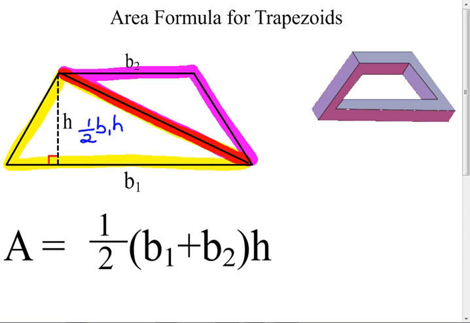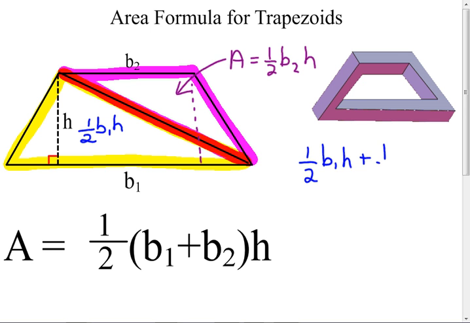What about the purple one? What's the area for this one? It's 1/2. What's its base? B2. What's true about the height for both of these? It's the same value. And so if I want the whole trapezoid, I'm going to add them up. So I have 1/2 B1H plus 1/2 B2H. And surprisingly enough, that is the same thing.